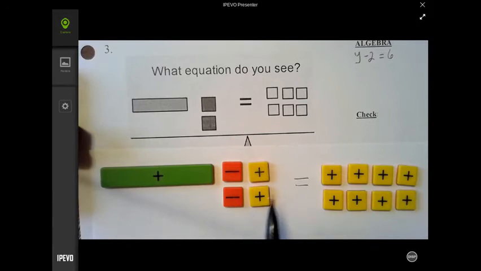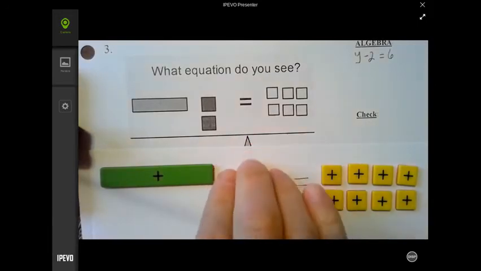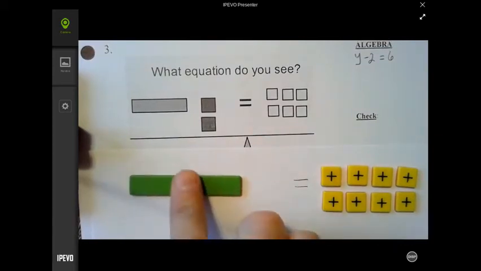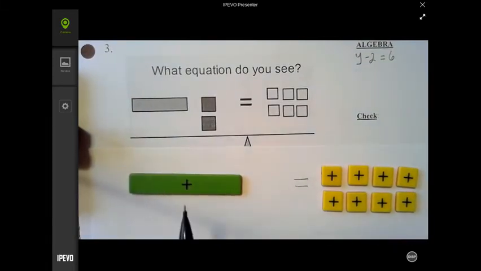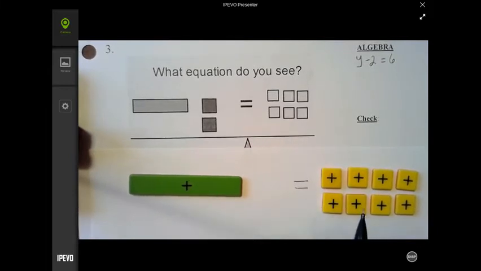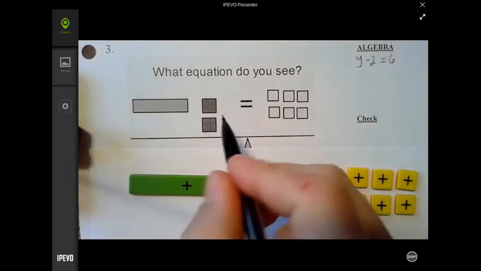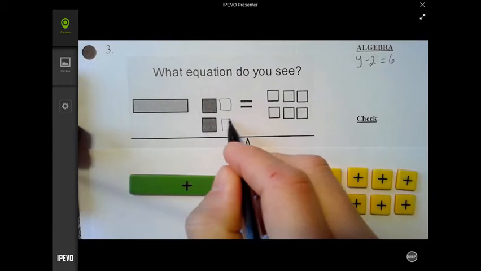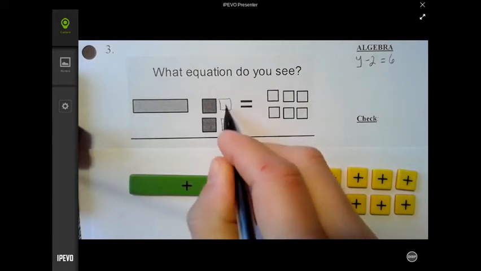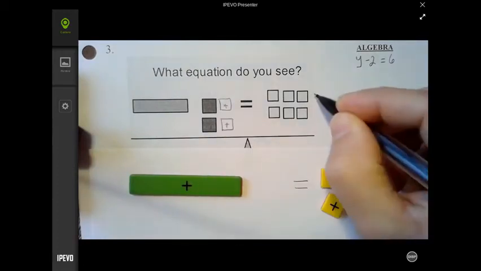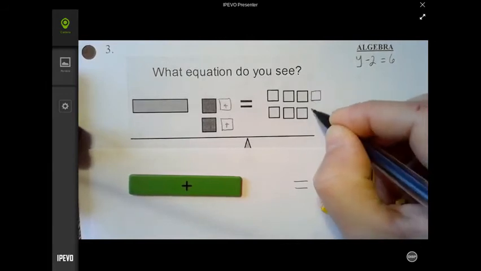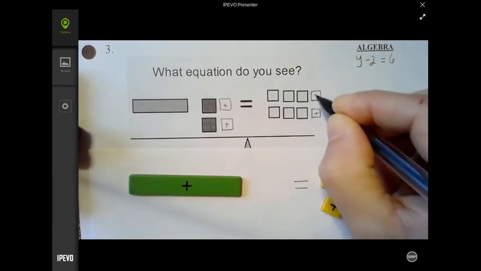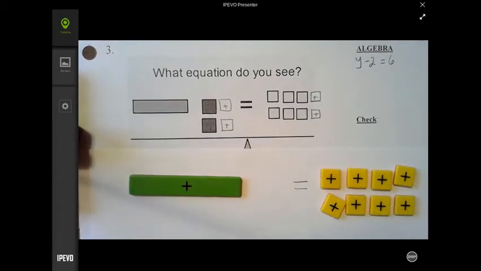And again, if this is a 0 here, I don't need it in my picture. Y plus 0 is the same as just having y on this left-hand side. So now I can see that my variable's alone, and it equals a value of 8. Okay, so in our picture up above, we're going to draw in the squares that we added. We added 2 positives on the left, and we'll put those plus signs in there. And then we added 2 positives on the right. And again, we'll put our positive symbols in there.